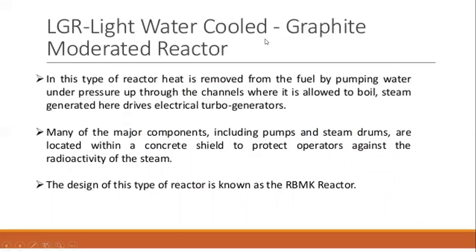Next, light water cooled reactors are graphite moderator reactors. In this type of reactor, the heat is removed from the fuel by pumping water under pressure. In the previous case, we used heavy water as the coolant and moderator, but in this case light water is used as the coolant and graphite as the moderator. Many of the major components, including the pumps and the steam drums, are located within a concrete shielding to protect the operators against radioactivity.